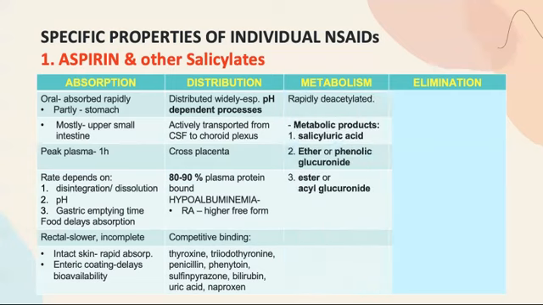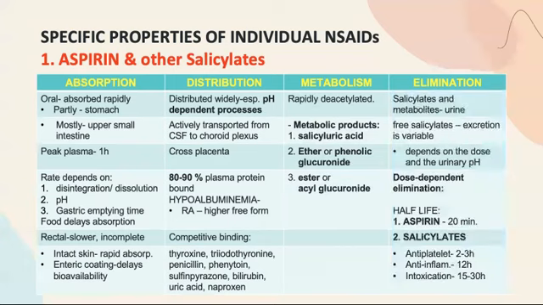Aspirin is rapidly deacetylated to form salicylic acid by spontaneous hydrolysis or esterases located in the intestinal wall, red blood cells, and the liver. The three chief metabolic products are salicylic acid, ether or phenolic glucuronide, and the ester or acyl glucuronide. Salicylates and their metabolites are excreted in the urine, and the excretion of free salicylates is variable and depends on the dose and the urinary pH.